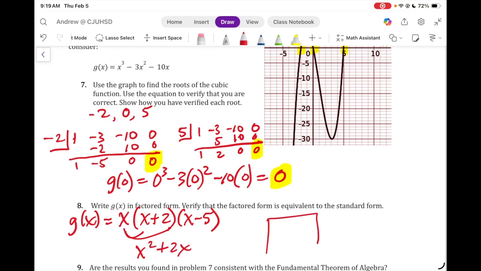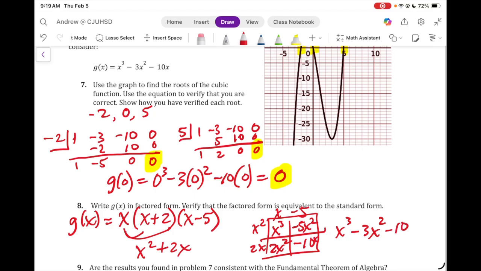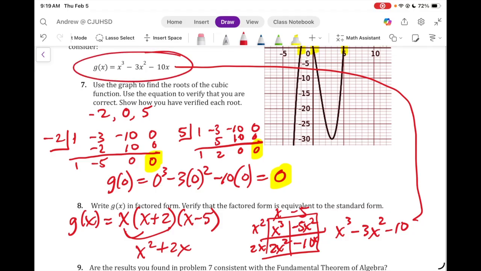And then let's see, if we do a little box here, and we do x minus 5 and x squared plus 2x, we're going to get x cubed minus 5x squared, 2x squared, and negative 10. And if you take that out of the box and combine like terms, you are going to get, I missed an x right here, you are going to get what we had right here. So it works.